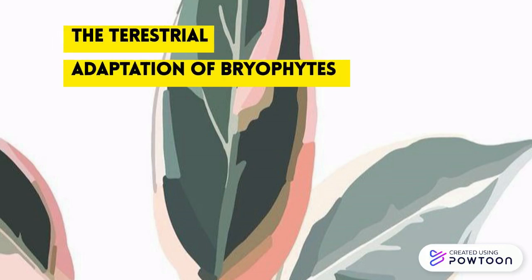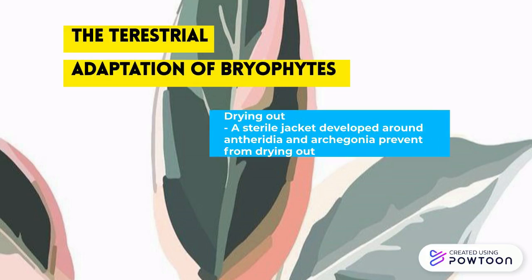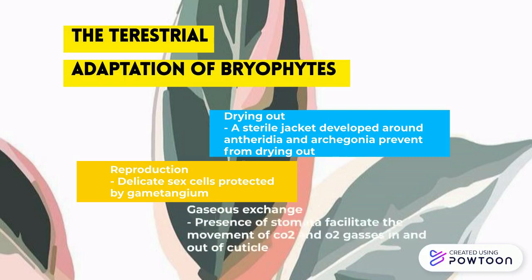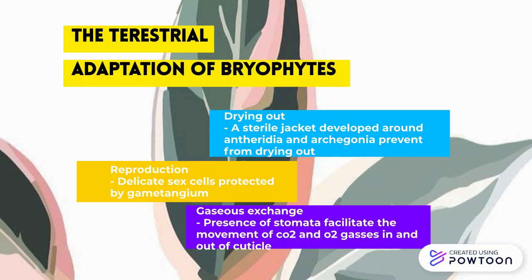So, next, let's move on to the terrestrial adaptation of the bryophyte. The first one is drying out, where a sterile jacket develops around antheridia and archegonia, which prevents them from drying out. The second one is reproduction, where delicate sex cells must be protected by gametangium. And the last but not least is gas exchange, where the presence of stomata can facilitate the movement of gases such as CO2 and O2 in and out through the cuticle.